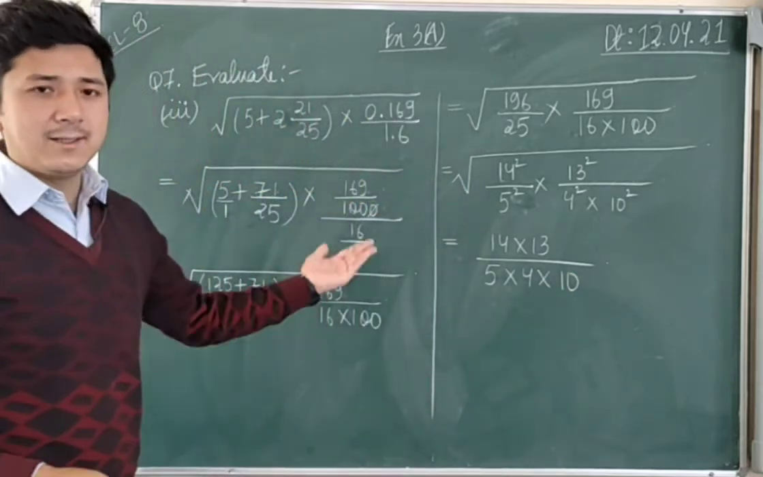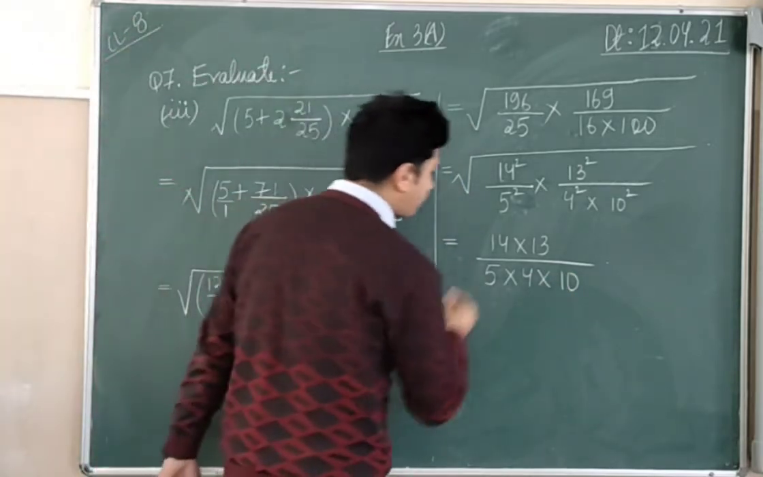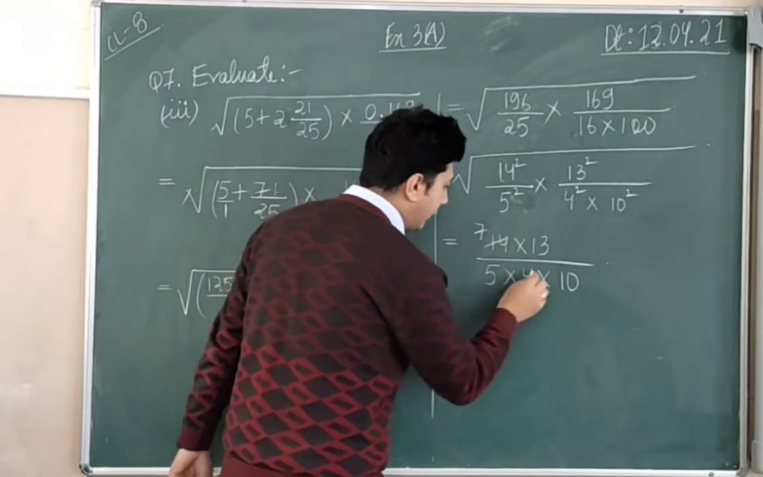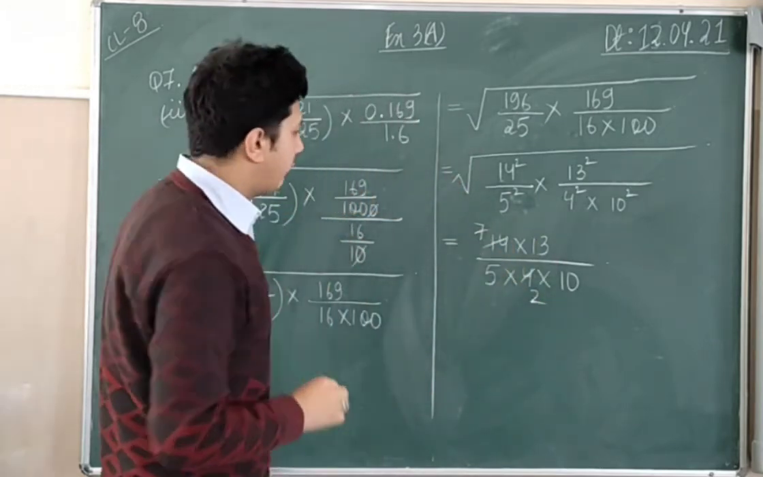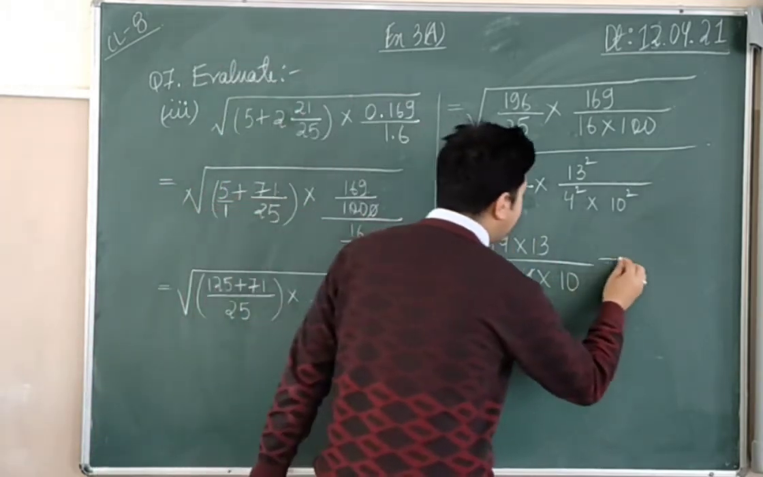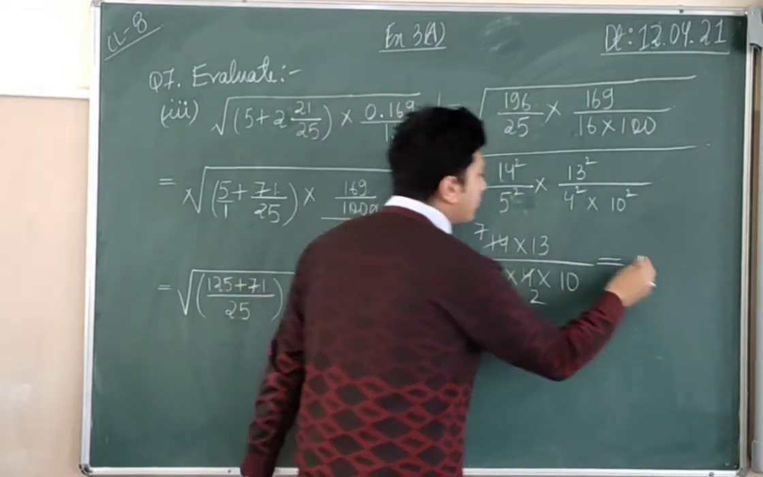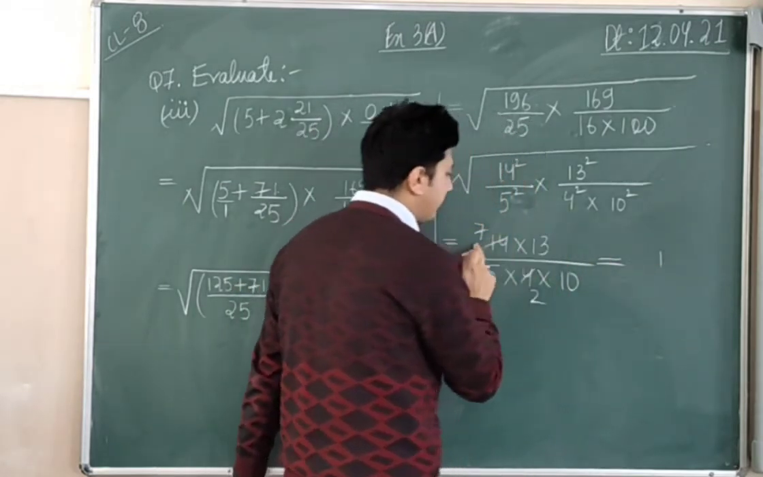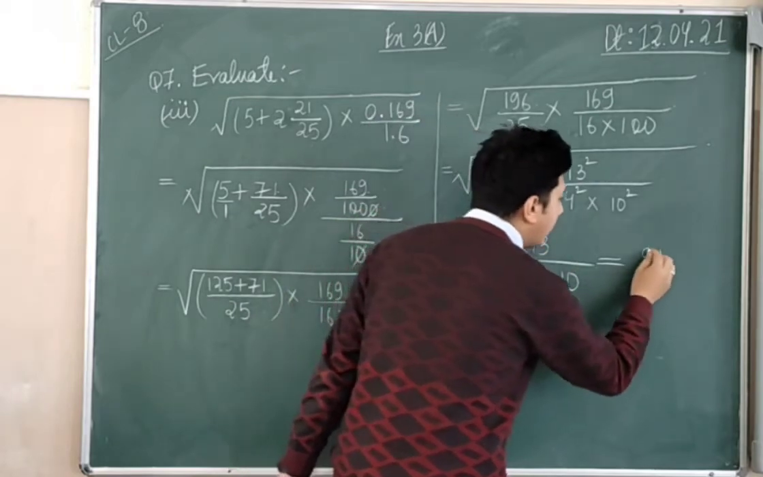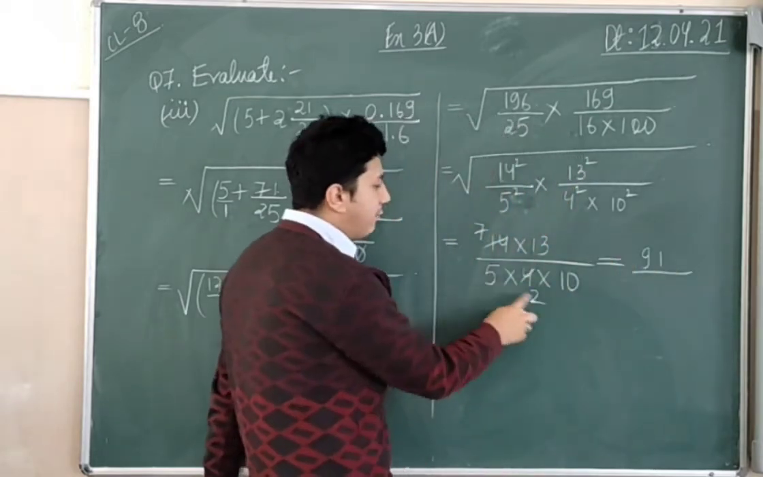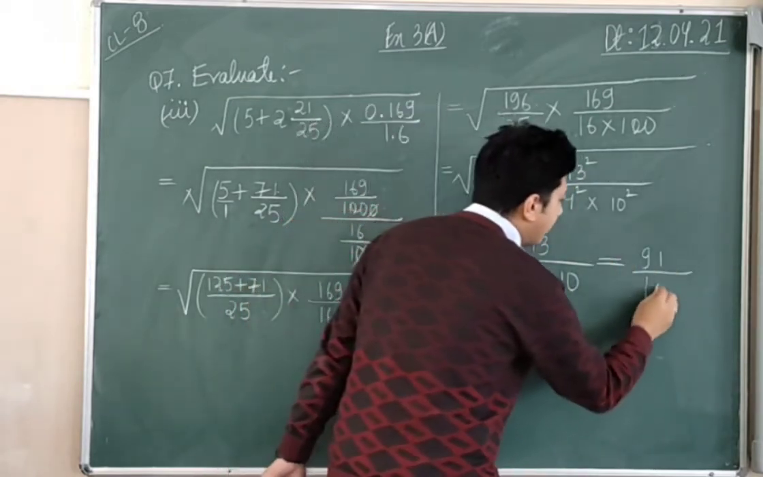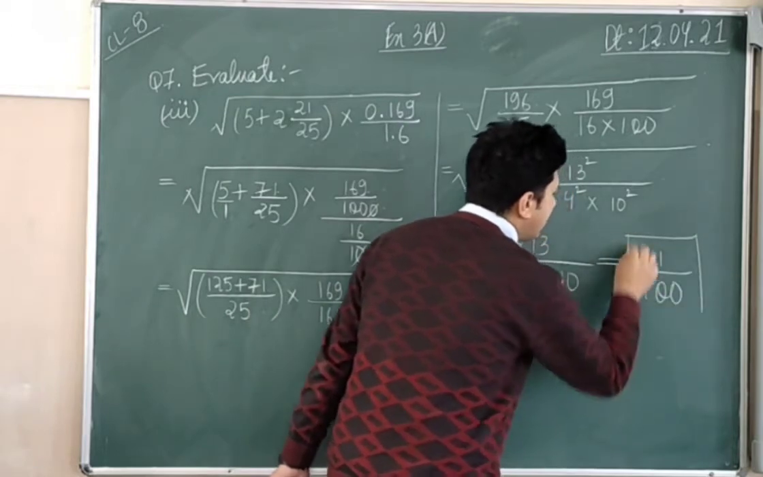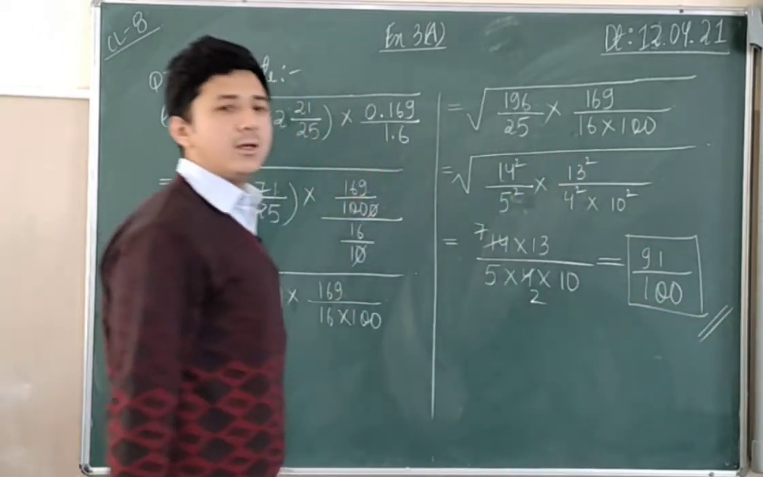So now we need to cancel it out. Let's cancel with 2. 2 7s are 14, 2 2s are 4. Now we cannot cancel it further, so we get 7 3s are 21, 7 13s are 91, divided by 5 2s are 10, 10 10s are 100. So hence I will be getting 91 by 100, which is my answer.